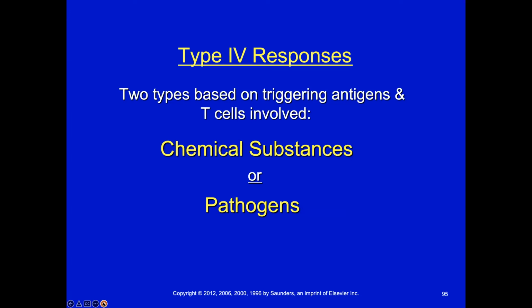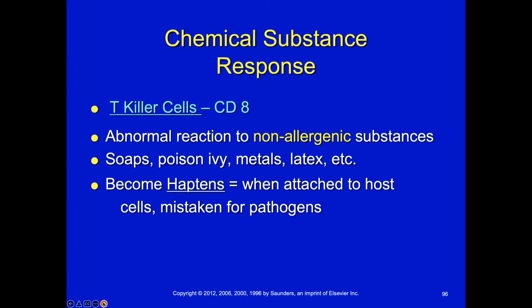So type 4 responses, there are 2 types, and it is based on the T cells that are involved. T cells that are reactive to chemical substances, or T cells that are reactive to pathogens. With a chemical response situation, you have the T killer cells, the CD8 cells involved. They are the ones that react abnormally to non-allergenic substances. And this time we're dealing with chemicals or metals. So soaps, poison ivy, nickel allergies, latex, etc.